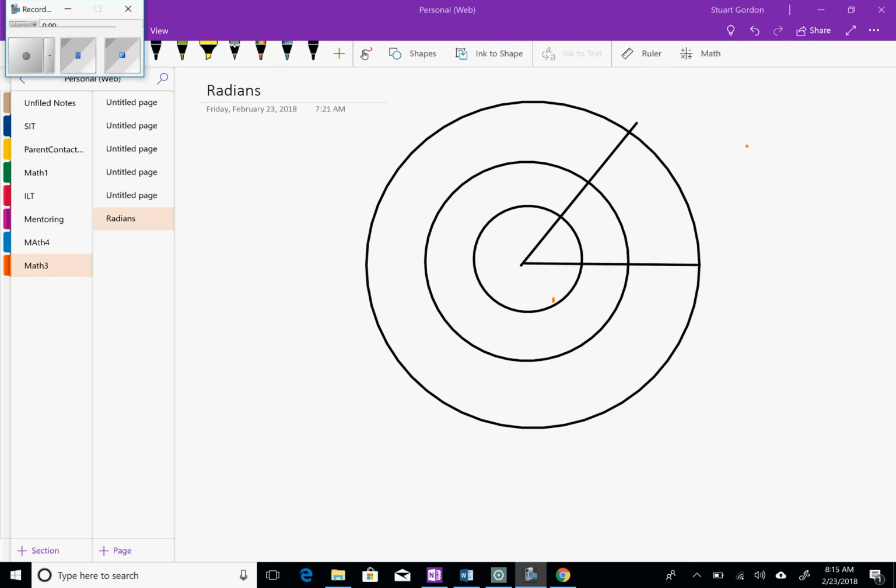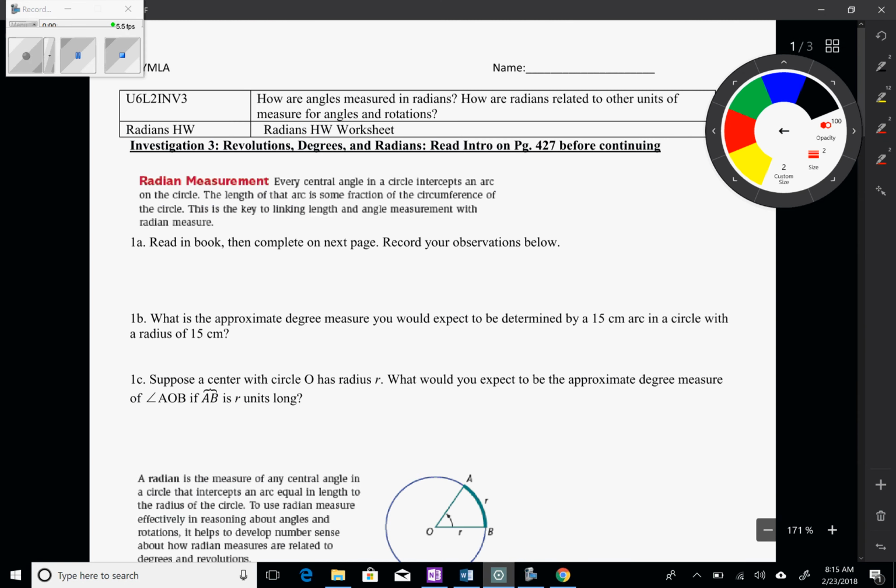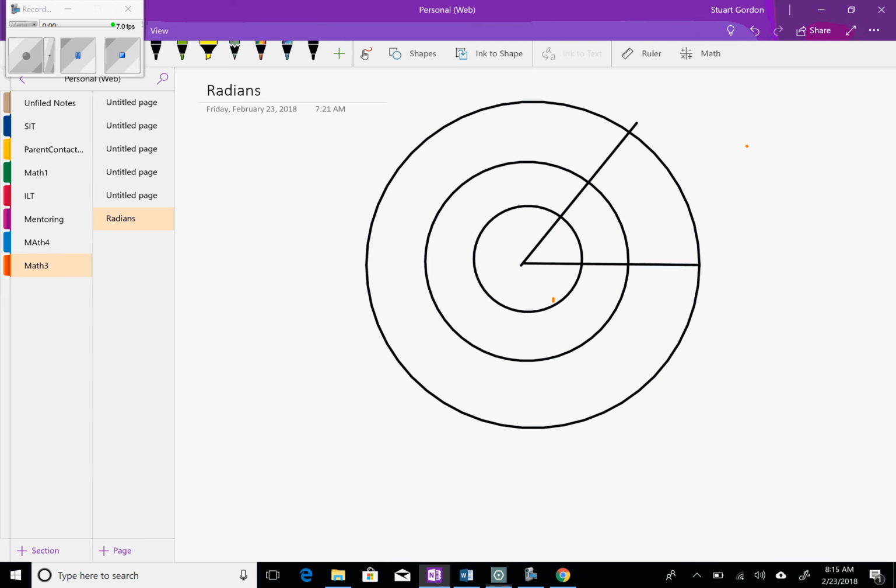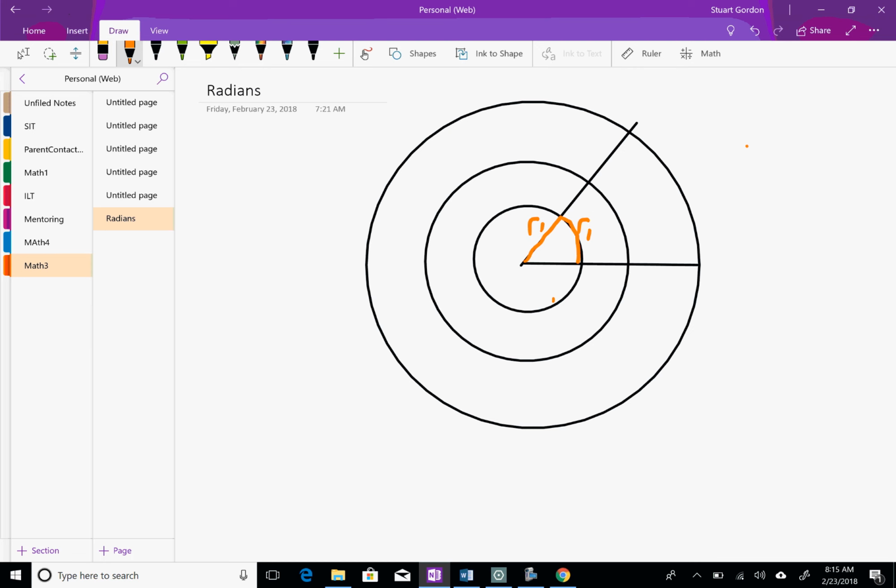Mr. Gordon here. So you should have this handout that I collected from yesterday and then Mr. Green gave you back today, talking about radian measurement. If you remember the exploration we did yesterday, if I have this radius of a circle and this arc, and they're both the same, so R1 and R1, then this angle here we called 1 radian because its arc was 1 radius long.